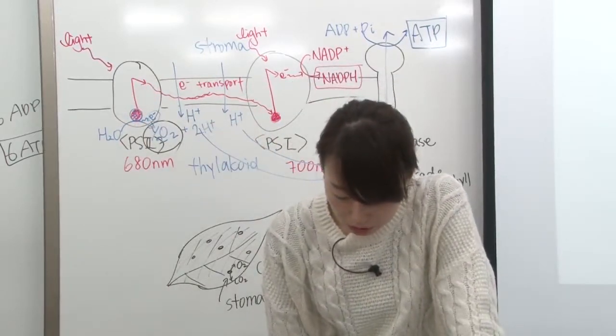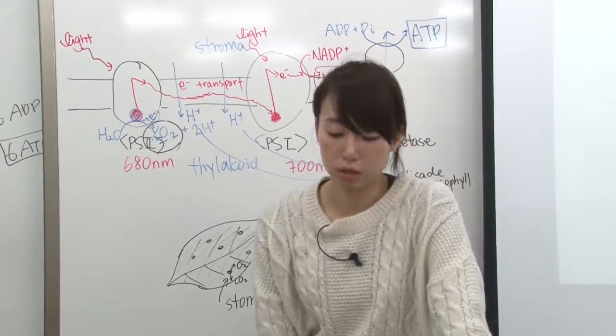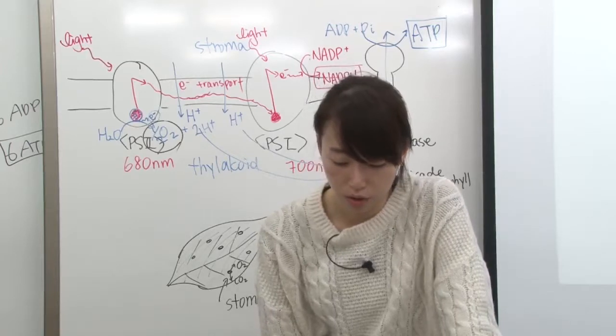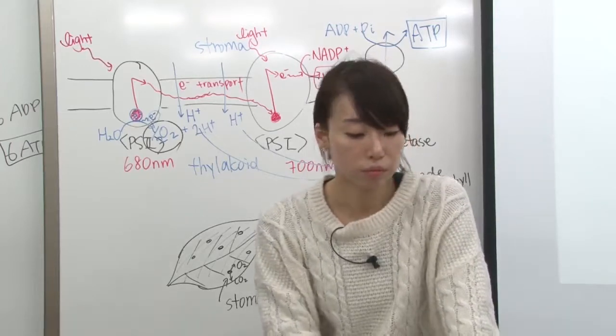D, PGAL is produced. That's produced as a result of the light-independent reaction, right? The Calvin cycle. So D is wrong. E, they take place within the thylakoid membrane. Yeah, this is true. Okay.